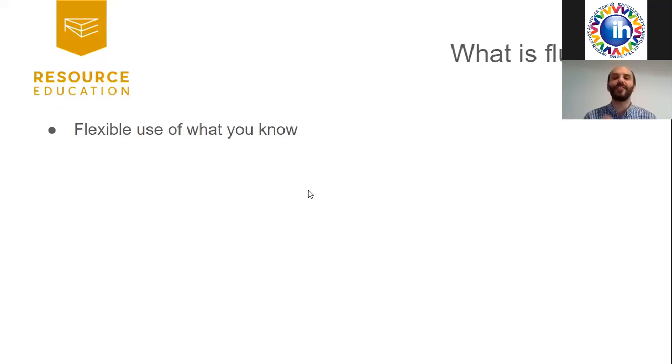Very nice. I like to define fluency in this way. I tell my students, fluency is the flexible use of what you know. There's no way that we're going to be able to go over every single potential real life scenario in our sessions. What I can help you with in terms of fluency is helping you to adapt, to use what you know in a flexible way.